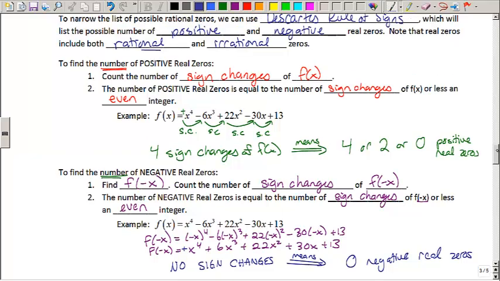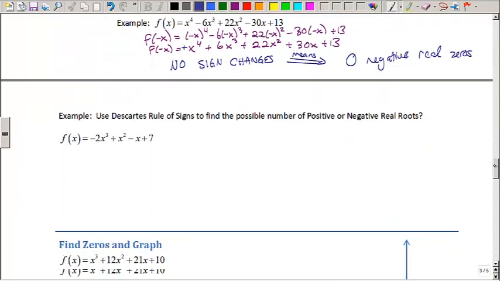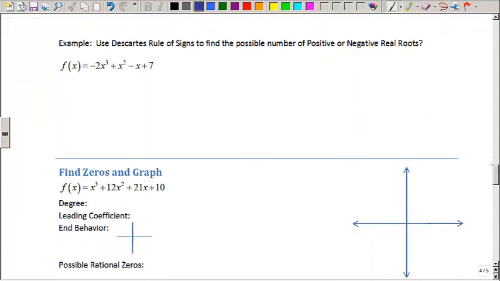So next we're going to try an example of just using Descartes' rule of signs to find out the number of positive or negative real roots. Then we'll take it and put it together with all the rest of our steps. We are asked to use Descartes' rule of signs to find the possible number of positive or negative real zeros. So to find the positive real zeros, I'm just going to look at the sign changes of f of x.